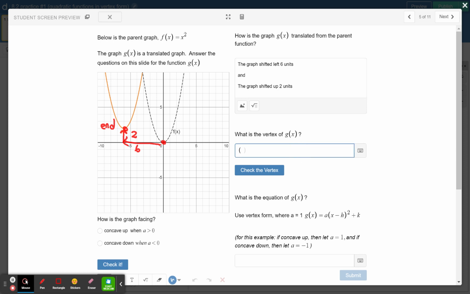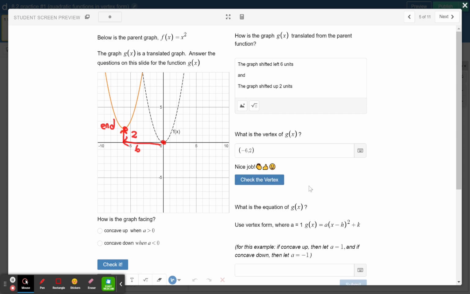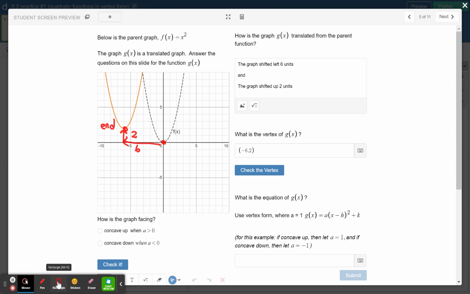So left in math is negative, so -6. Up in math is a positive. And you can even just look at the vertex and tell me what ordered pair is at this vertex. This x comma y, or we're going to get used to h comma k. So this vertex is at -6 comma 2.